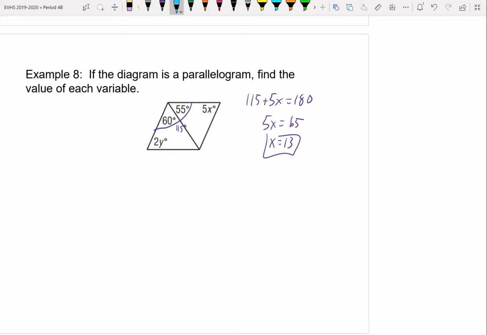Now, I'm going to do the exact same thing with the y. 115 plus 2y is equal to 5x, equal to 180. So 2y is equal to 65. Therefore, y is equal to 32 and a half.